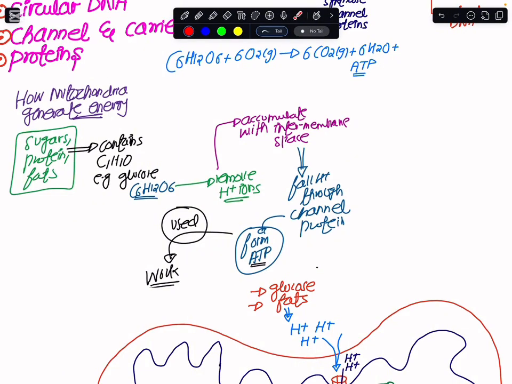Whenever energy has to be formed in the mitochondria in the form of ATP, from this glucose molecule we remove some of the protons and the electrons. After removing them, I take these protons into the intermembrane space of the mitochondria. Afterward, we cause H positive ions to fall through the ATP synthase channel protein. When the H positive ions fall through the ATP synthase channel protein in the cristae of the mitochondria, we make ATP out of it.